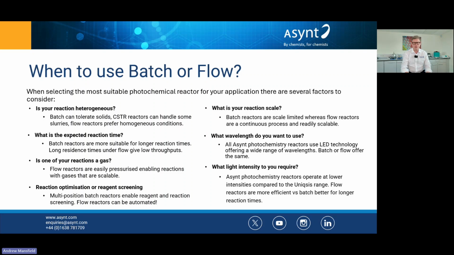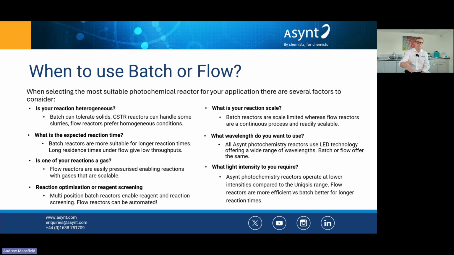Another question to consider is what's the scale of your reaction? Batch reactors are scale limiting, as we've discussed. The efficiency of the irradiation decreases as we increase the reactor volume. We've already discussed that a continuous process is readily scalable. So if we want to produce more material, there's no reason why we can't optimize in the batch conditions and transfer those to flow. So that's a consideration. How much material do we want to produce? What wavelengths do we want to use?